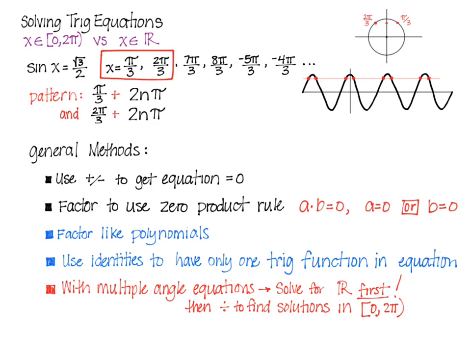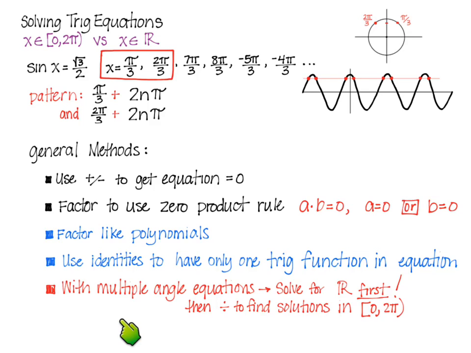And this is very general. The factoring is similar to that of polynomials, and sometimes, because it won't look like a polynomial to begin with, you might have more than one trig function. Sometimes you're going to use identities so that you'll only have one trig function in the equation. That's not always the case. These are just general methods and general ideas to look for.